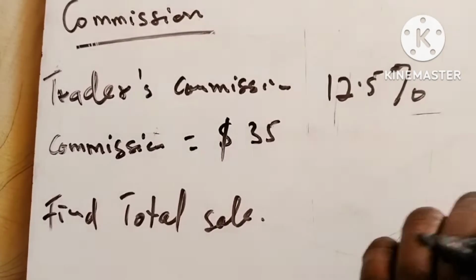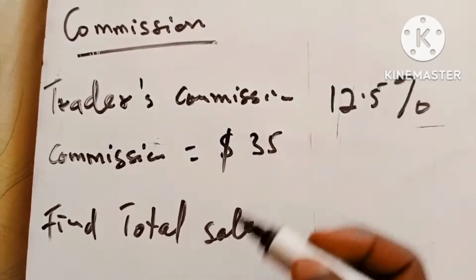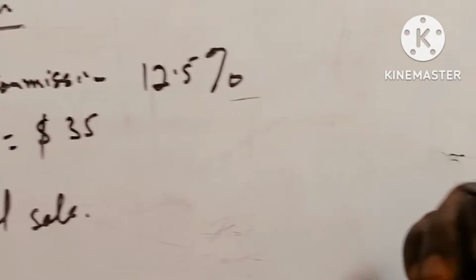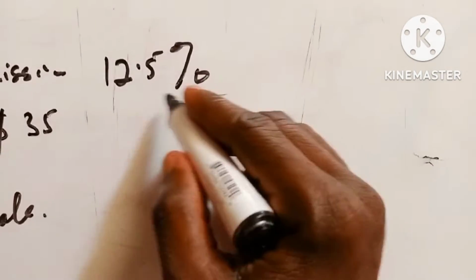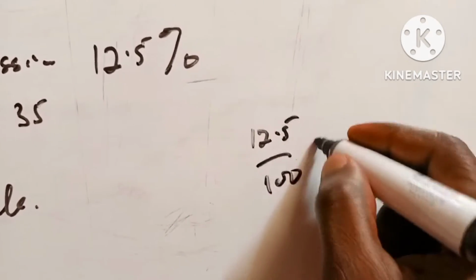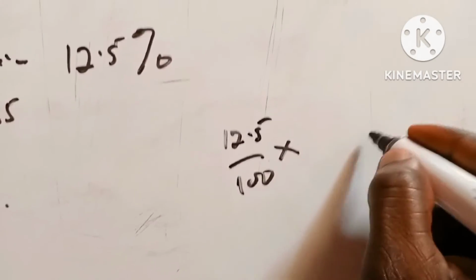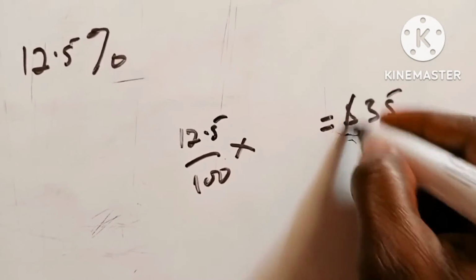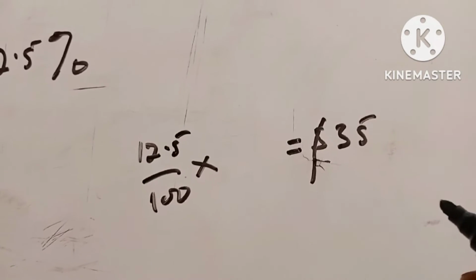We remember we need three things, right? Here is the percentage. Now we are given the commission, and then we want to find the total. What I said earlier is that you need your percentage, so this is the percentage, 12.5 on 100, and then multiply by the total. The total is missing. That is equal to the commission. The commission is $35. Are you there? Here is the commission, 35.